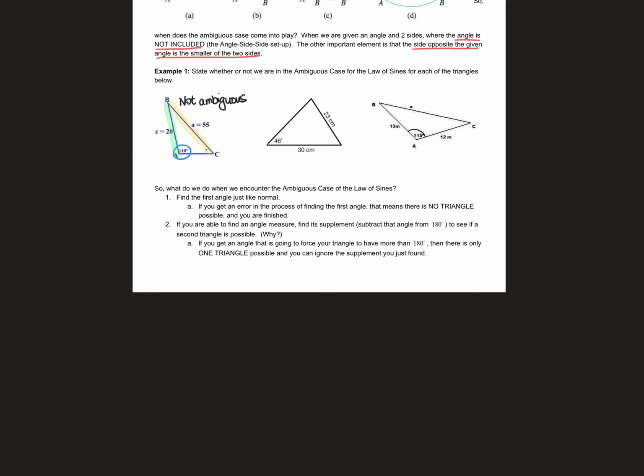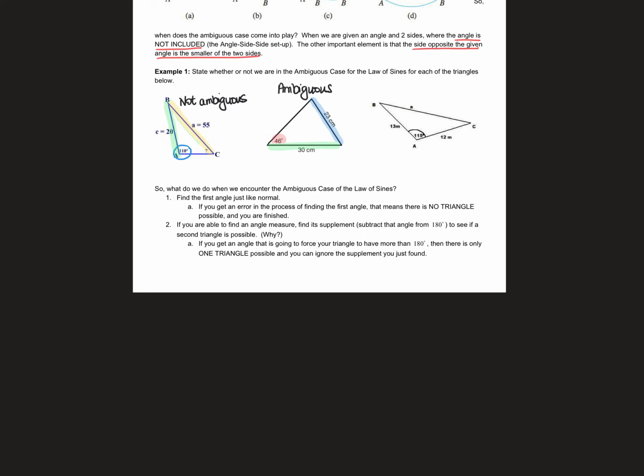All right, let's try another one here. So identifying our angle, the angle's here, and then my two sides, 23 and 30. Since my angle is not in between the two sides, it's not included, which is one way to check for ambiguous. Now, the second condition is that the side opposite the given angle is the smaller of the two sides. So across from this angle is 23, and that is smaller than 30. Therefore, this is ambiguous, which means we could have 0, 1, or 2 triangles.